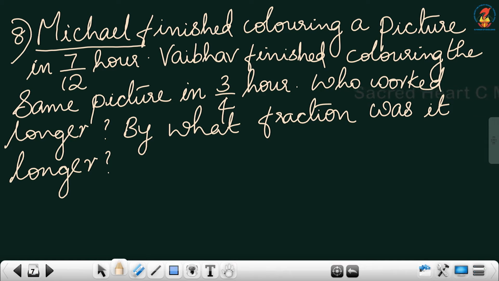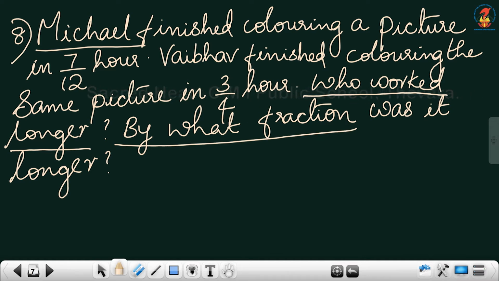Now what is the first part of the question? Who worked longer? That means we have to compare those two fractions. And by what fraction? That means we have to find the difference also. So move to the answer.